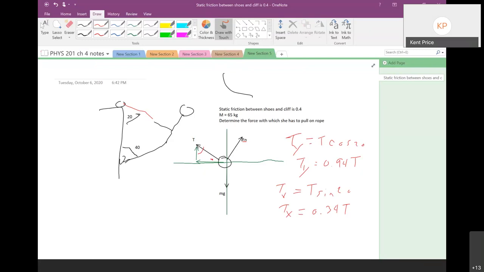I don't need to indicate x and y components of that. So the y component of the normal force would be that, and then the x component of the normal force is that. And we know the angle that the normal force is making with the cliff face. That is this angle. That is the 40 degree angle. So this time it looks like x is opposite and y is adjacent. So x is sine and y is cosine again.